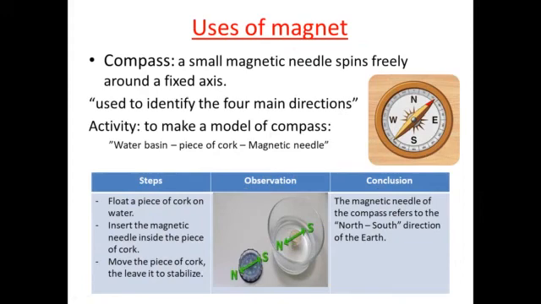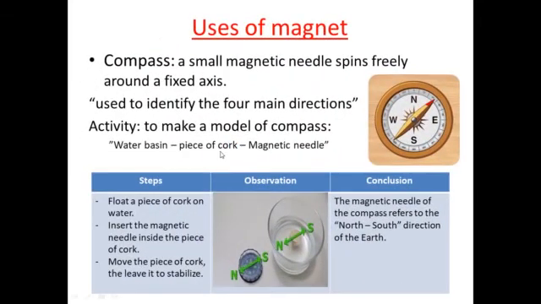Use of magnet. A good application or a good use of a magnet is the compass. What is a compass? As we see in the following figure, it is a small magnetic needle that spins freely around a fixed axis. Okay? And it is used to identify the four main directions.